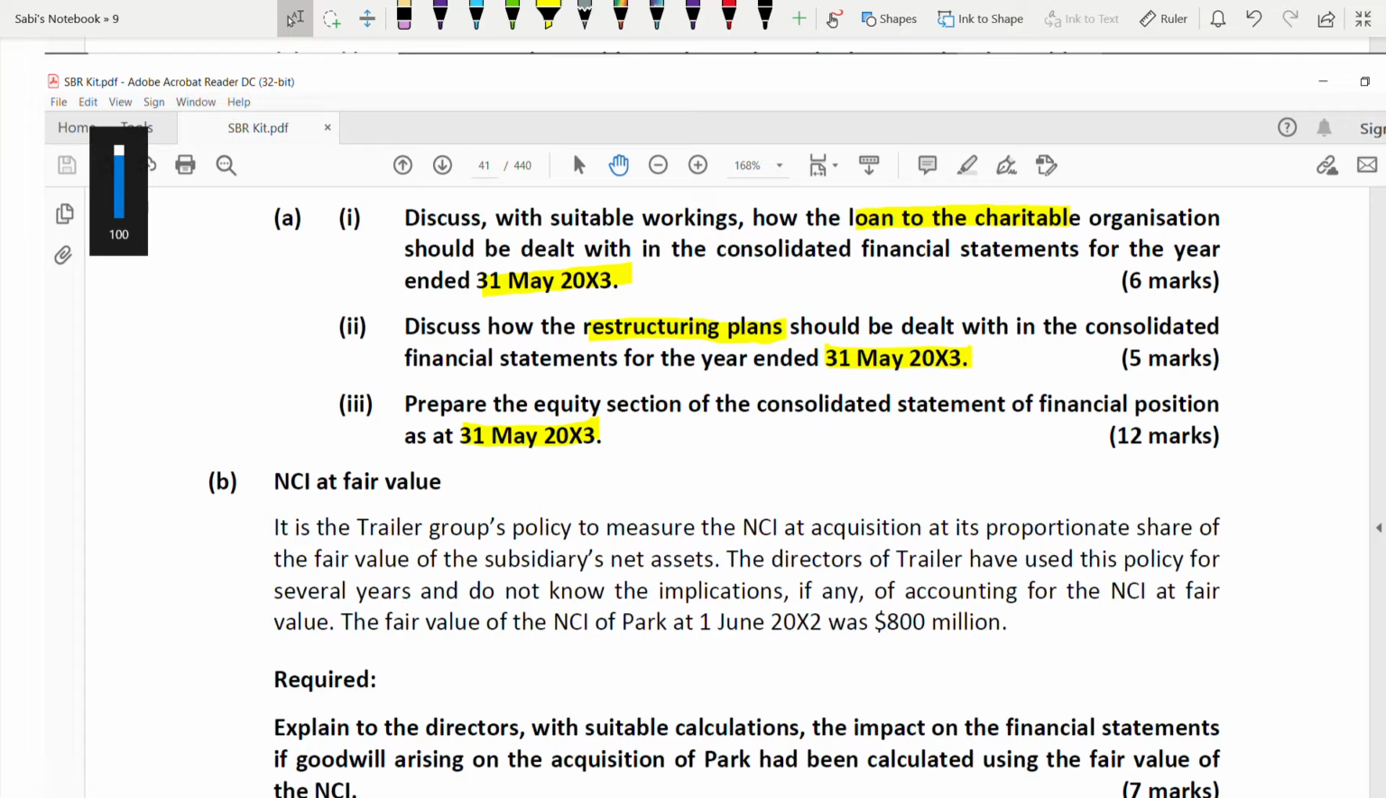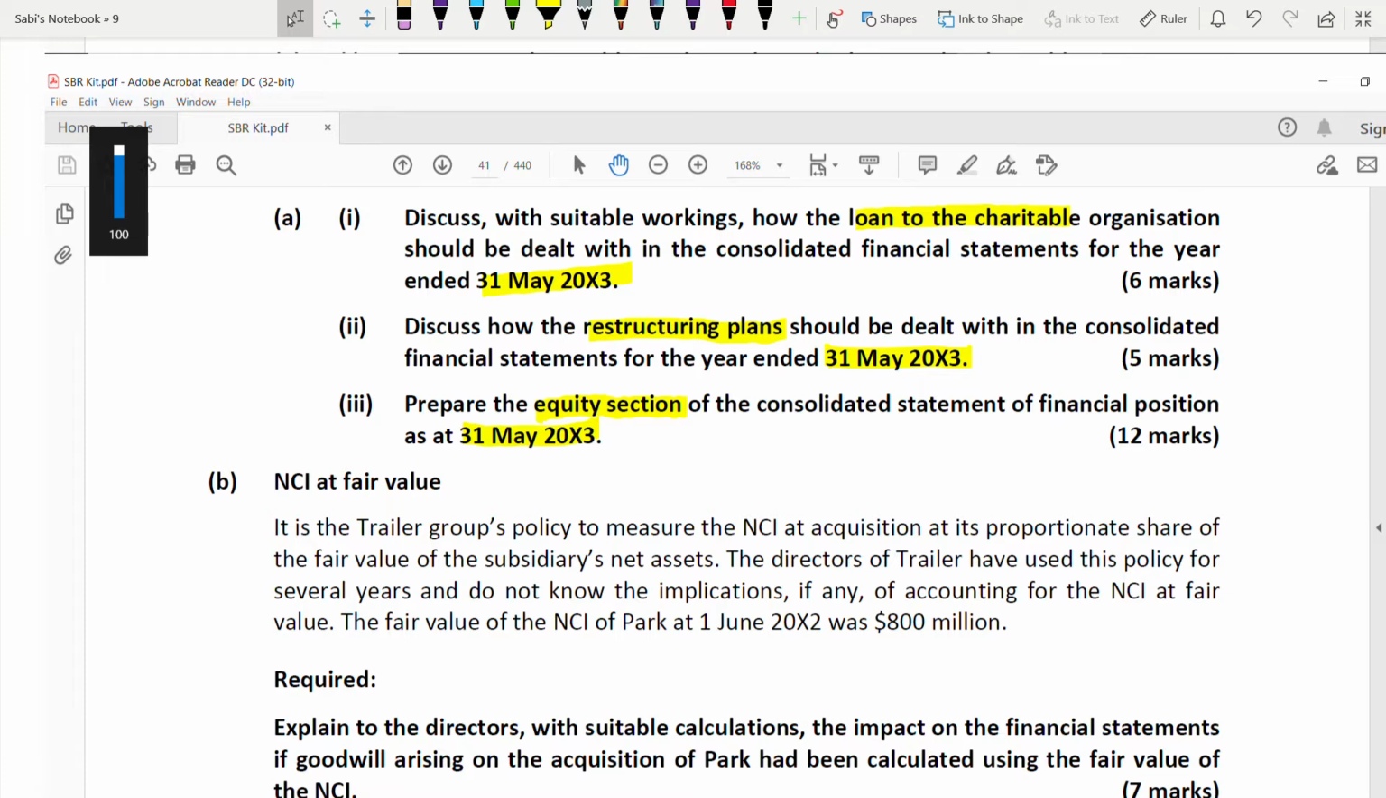Now I want to take you through the third part of A. They asked for the equity section. Only the equity section you need to prepare. Please don't go and prepare the whole consolidated statement of financial position. This is the biggest mistake a student could make. Equity section, and for the equity section the marks is 12 marks.